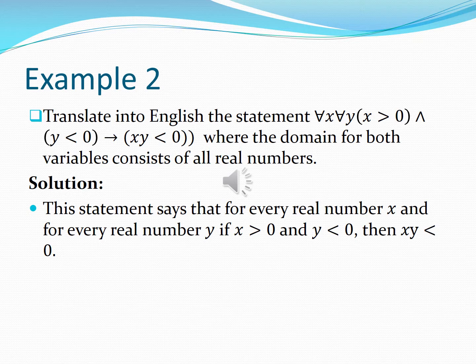Okay, so we want to translate this mathematical expression into English terms. This statement says that for every real number x and for every real number y, if x is greater than 0 and y is less than 0, then the multiplication of both x and y would always be a negative number.